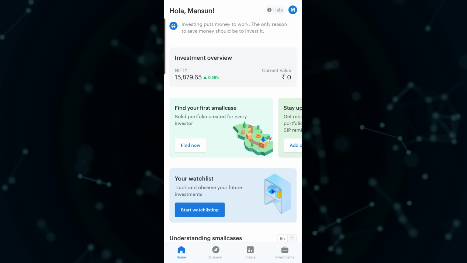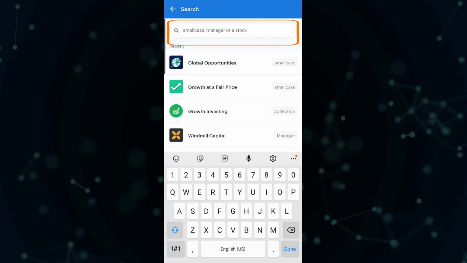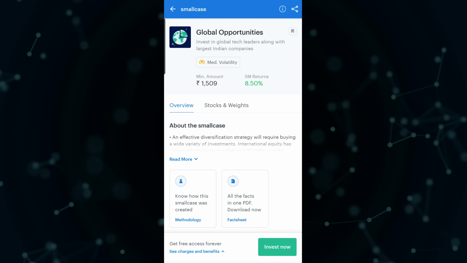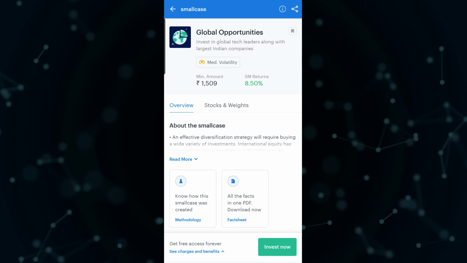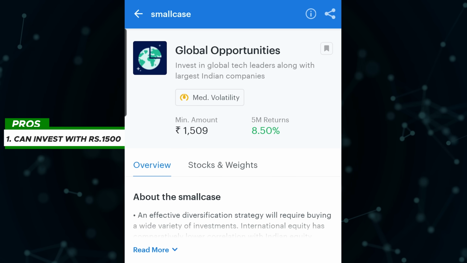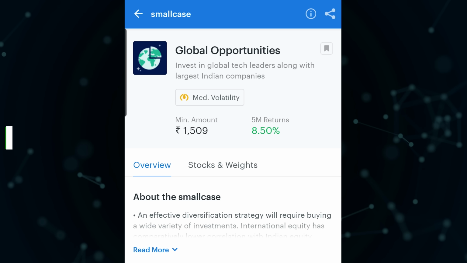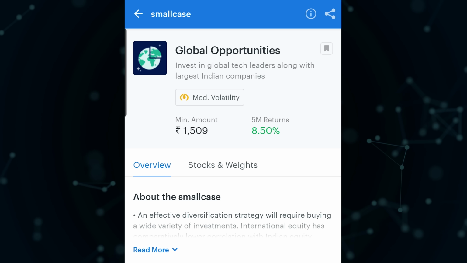Now I am going to show you how simply you can invest in US markets. When I open up this app, on the home page there is a button called Discover. I just click Discover and here I can search. If you search for global, you will get global opportunities. If you want to invest in the global opportunities fund, the minimum amount you require is only 1,509 rupees. The US market share prices are so high, but with 1,500 rupees also one can invest.